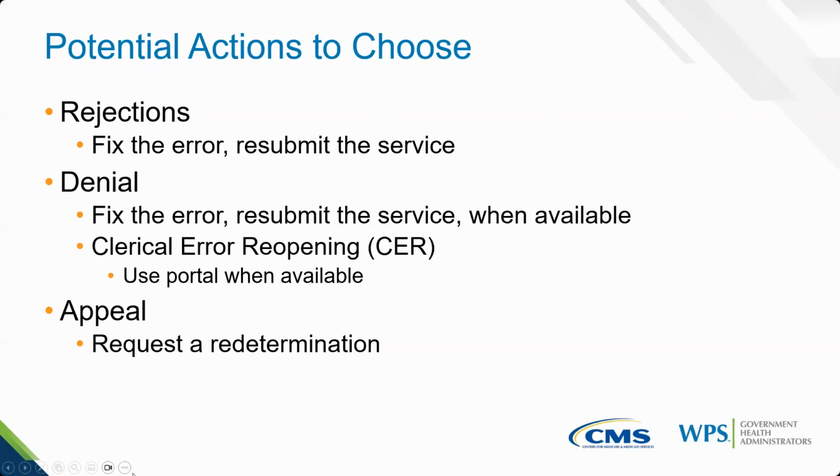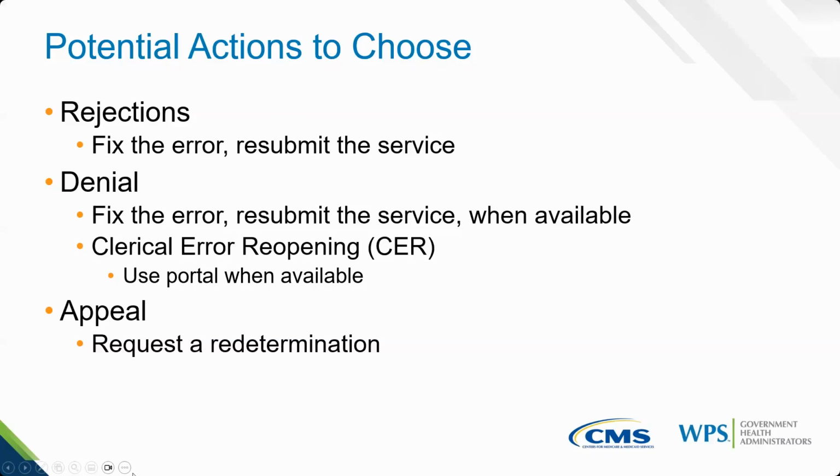If the claim or the claim line denied, there may be multiple actions to choose from. You may be able to simply resubmit the service. You might be able to use the clerical error reopening, or CER process, to fix those clerical errors, and CMS defines clerical errors, including minor errors or omissions, as human or mechanical errors on the part of the party or the contractor. Now I'll talk a little bit more about the CER process, that clerical error reopening process, a little bit later on in this webinar.